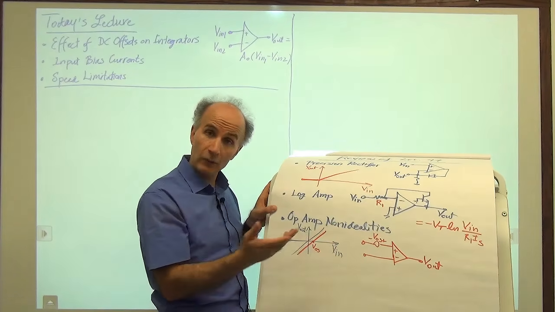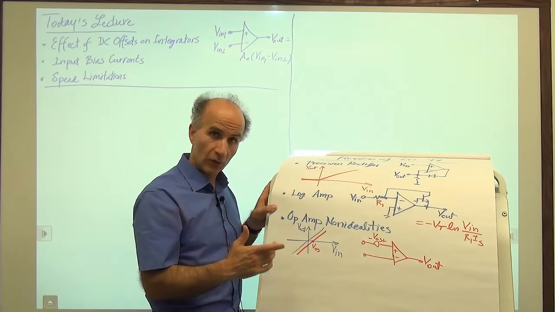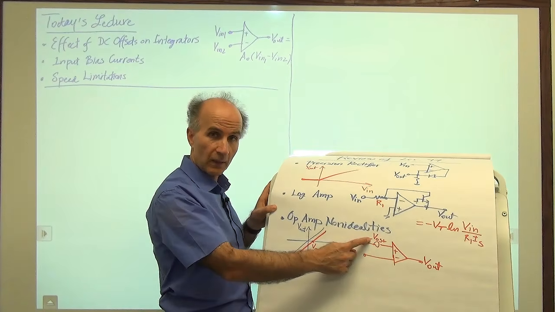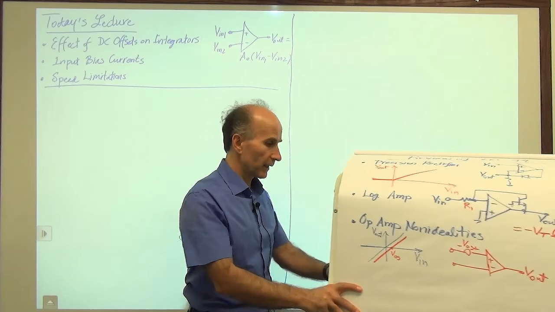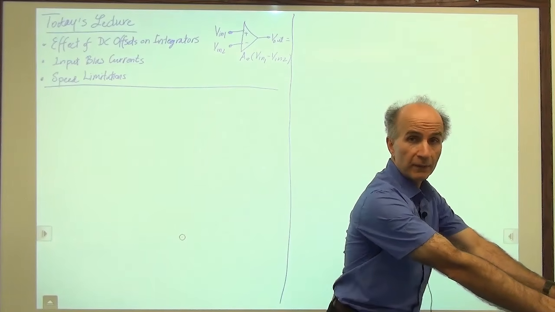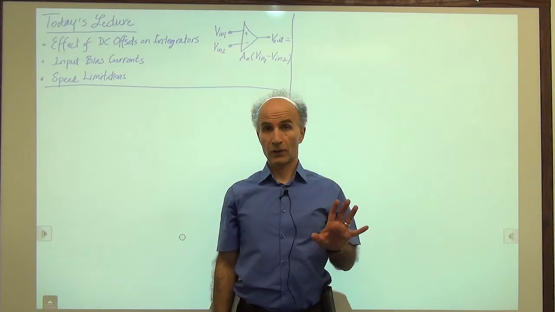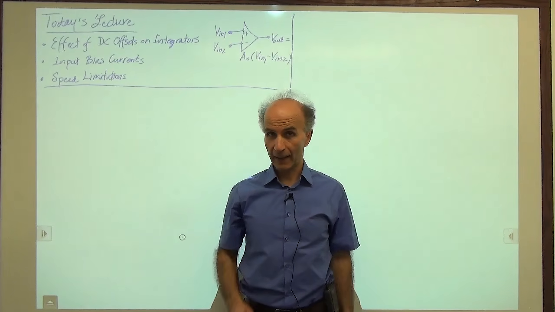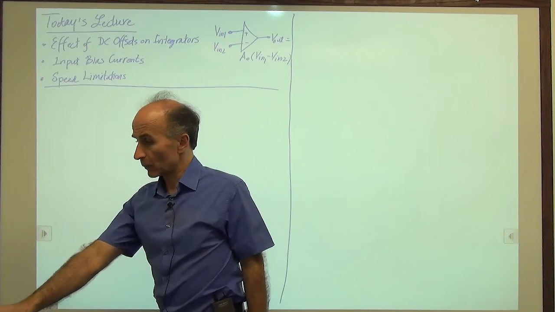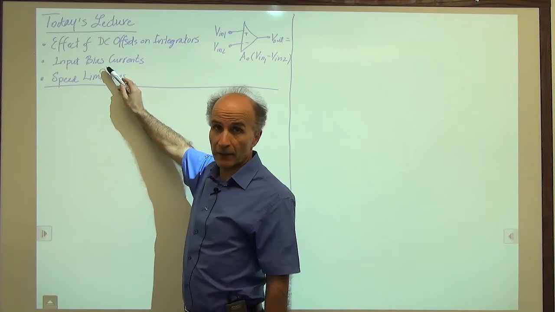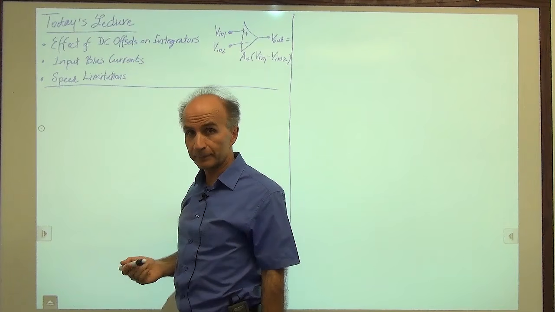We said that VOS is a random quantity, so it has different values and different polarities, positive and negative. So as far as the polarity is concerned, we can put it here or we can put it here. It doesn't make any difference. Okay, so today we will look at the effect of this offset on the performance of integrators. And in fact, if you remember when we studied integrators, I said the integrator circuit I showed you would not work in the lab. And that's exactly because of the problem of DC offsets. So that's what we will do. And then we'll look at some other imperfections of op-amps, such as the input bias currents and the finite speed.